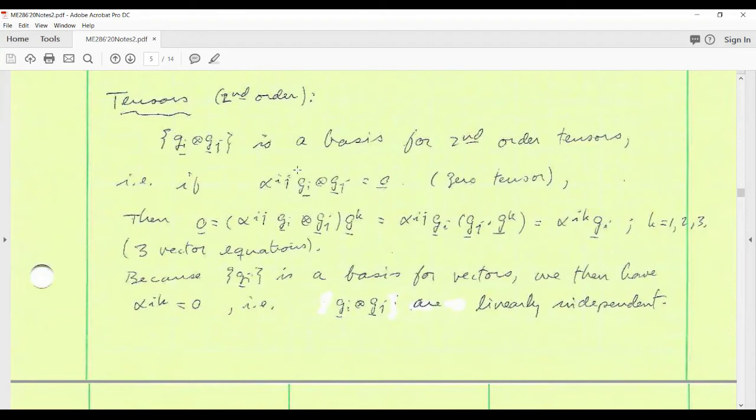And then I want to conclude that the only way that can be true is if all these coefficients are separately 0. Well, if this is 0, then I can operate on any basis element, let's say G super k, and the result is the 0 vector. Right? The 0 tensor operating on any vector at all is the 0 vector.